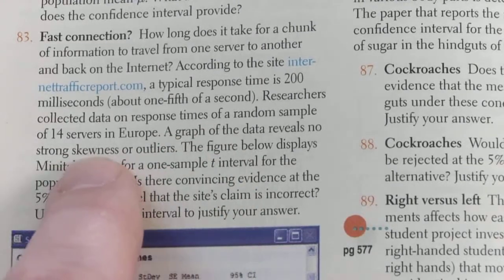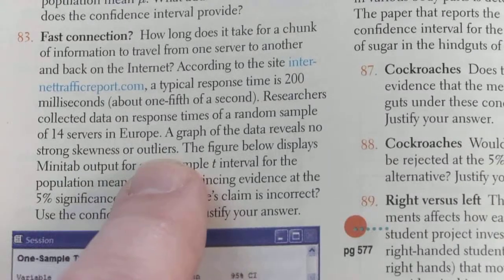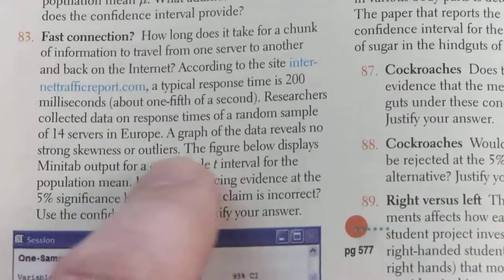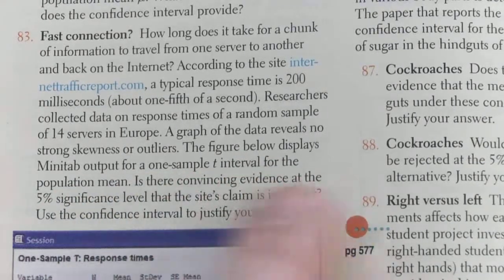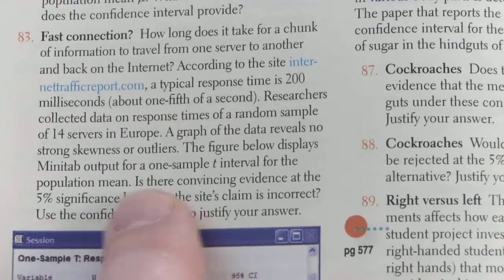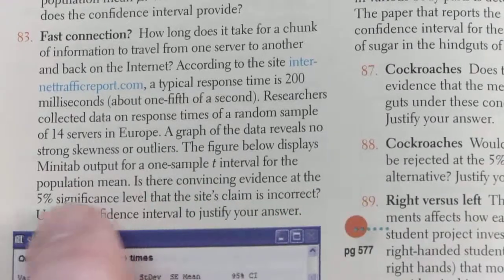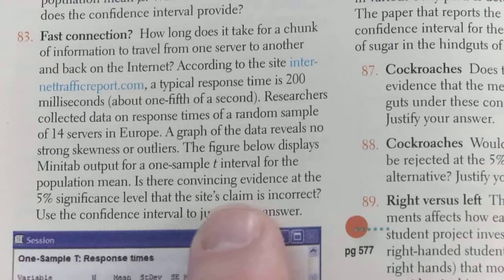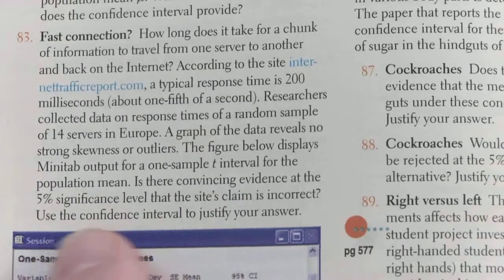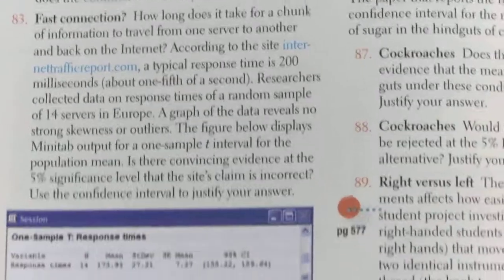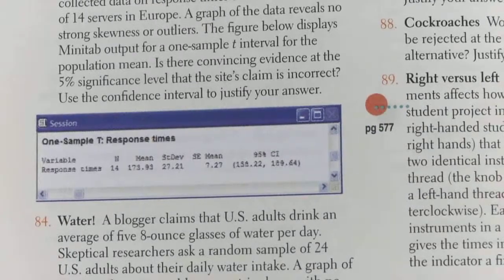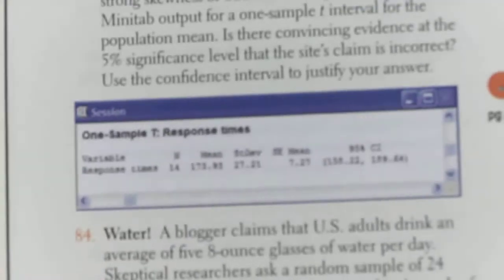So they're already saying they've checked the conditions. So they're moving on. They're getting ready to give you some data to look at. They've already looked at the graph, and there's no strong skewness or outliers, so the small sample size is okay. The figure below displays Minitab output for a one sample t interval for the population mean. Is there convincing evidence at the 5% significance level that the site's claim is incorrect? Use the confidence interval to justify your answer. So they're going to give us a confidence interval also.